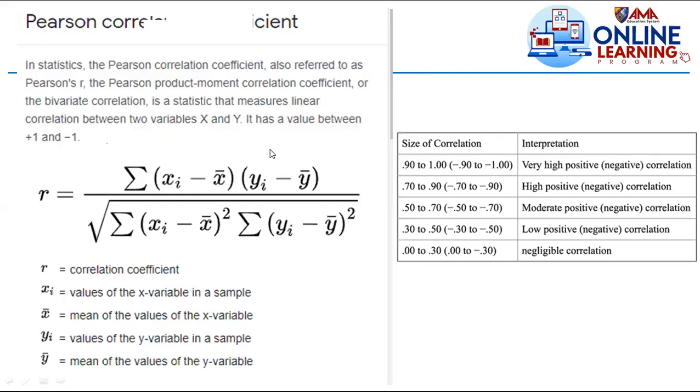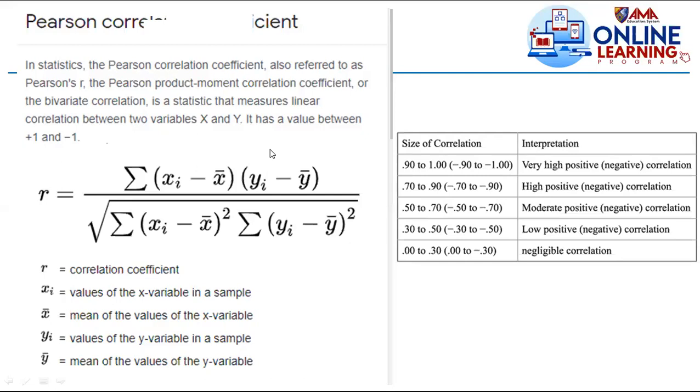In statistics, the Pearson correlation coefficient is also referred to as Pearson r. Ito yung shortcut niya na term. Pearson r, the Pearson product moment correlation coefficient or the bivariate correlation, is a statistic that measures linear correlation between two variables x and y. It has a value from +1 to -1.